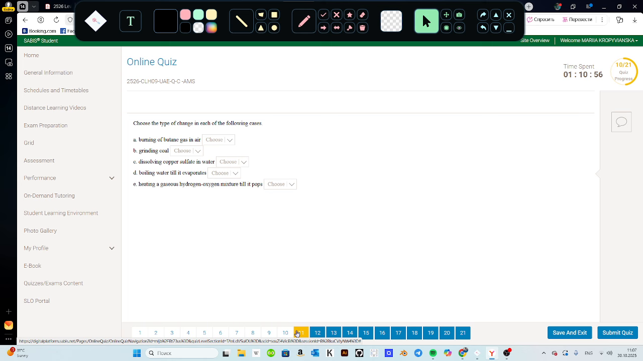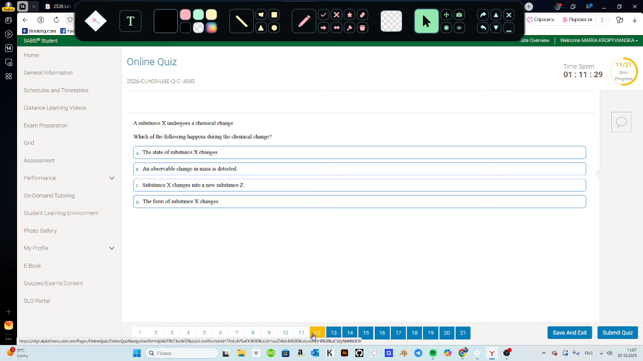Now, burning butane gas in air, that's a chemical reaction, chemical change. Grinding coal, that's physical. Dissolving, that's just a change of state, so still physical. Boiling water till it evaporates, that's a physical change as well. And heating a gaseous hydrogen-oxygen mixture until it pops, that's a chemical change. So anything that involves a change in state is considered just a physical change. But if we're producing a new substance, that's a chemical reaction.